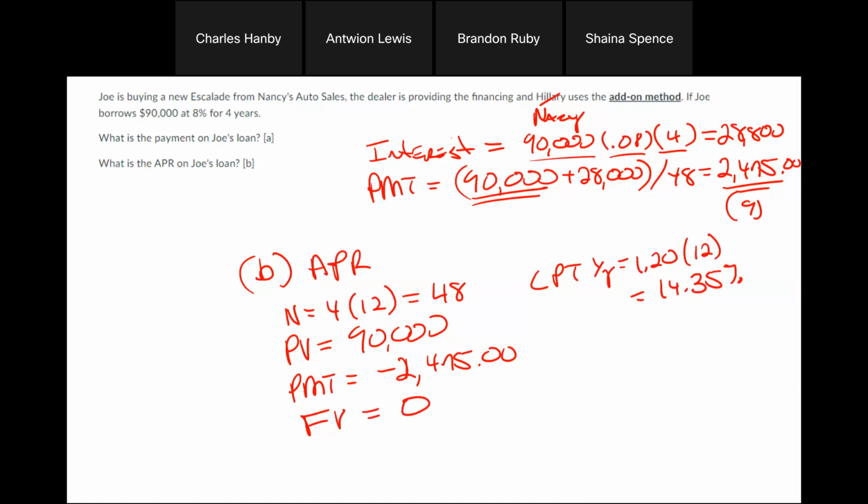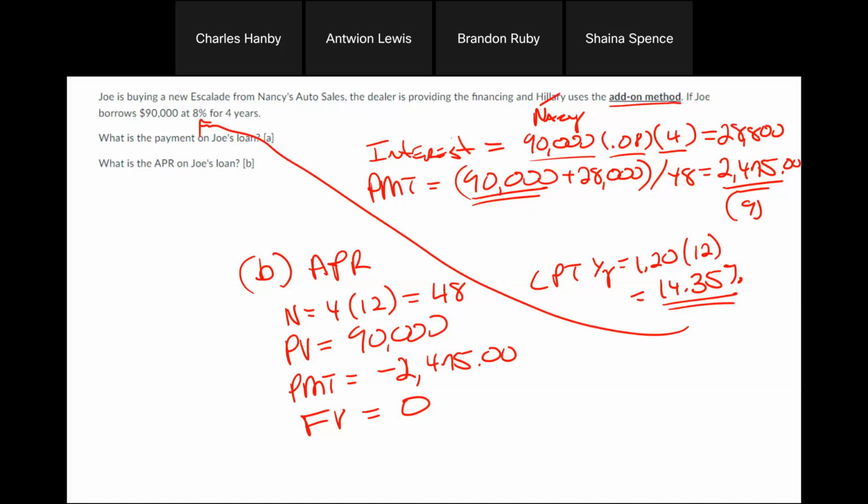The add-on method's not quite as bad as discount, but your actual APR is 14.35% versus what's stated, 8%. Any questions? No, sir. Okay.